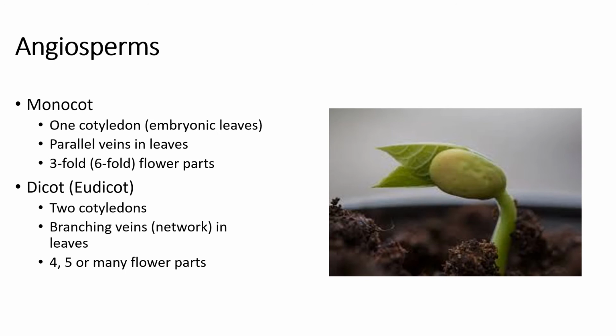So in monocots, we have leaves that have parallel veins, and the flowers, or the parts of the flowers, are typically threefold or sixfold. In the dicots, the leaf is actually going to have a network or a branching pattern, and the flower parts are typically in multiples of 4 or 5.